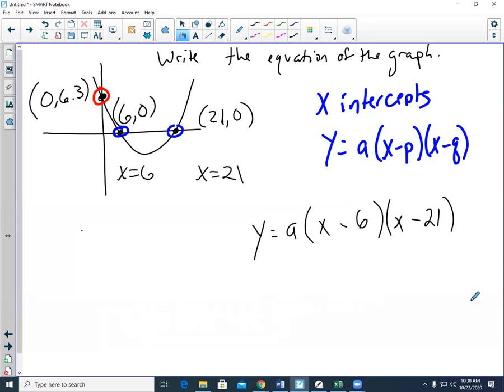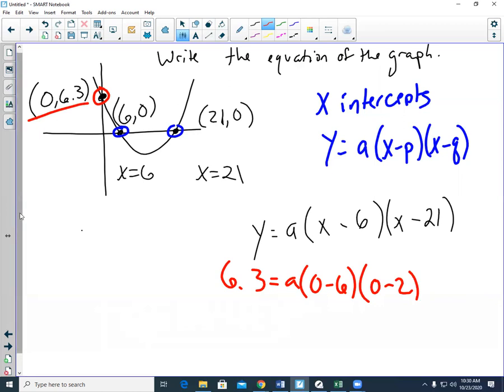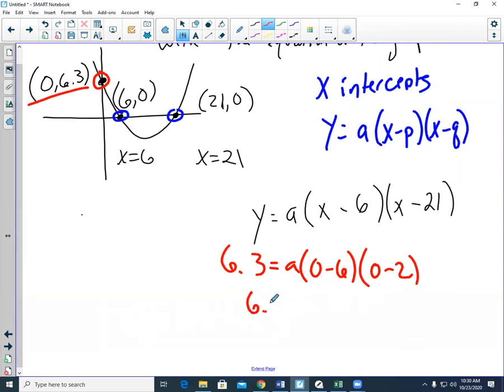Okay? Now I just need another point because then I can figure out my a value, right? So once I get that other point, I can find out my a value. So if I'm going to grab my other point, that's where this point is going to come into play. Okay? So I know I'm going to have the point (0, 6.3), so 6.3 equals a times 0 minus 6 times 0 minus 2. So that's 6.3 equals negative 6 times negative 2. Negative 2 is positive 12.